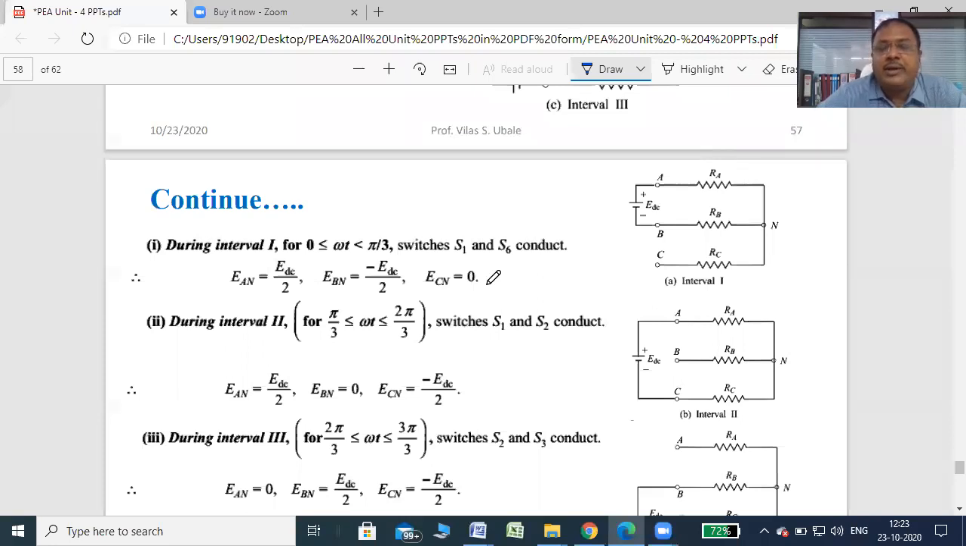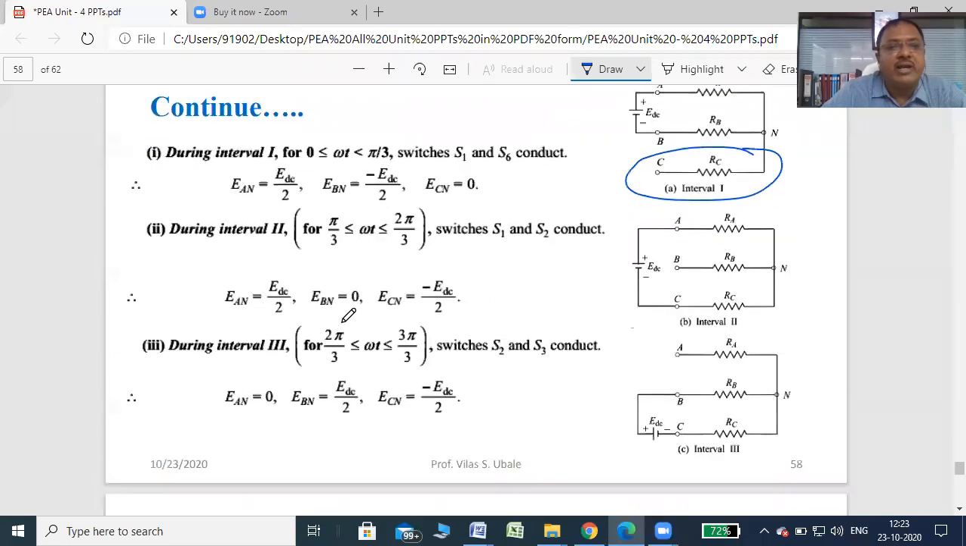That is resistance. Basically, you can check the current, or directly find the resistance, or you can check the voltage EAN. So that is EDC by 2, because this is RA plus RB, that is the resistance. And if RA equals RB, it is called R2R, right? So EAN equals EDC by 2, EBN equals minus EDC by 2, and ECN equals 0.